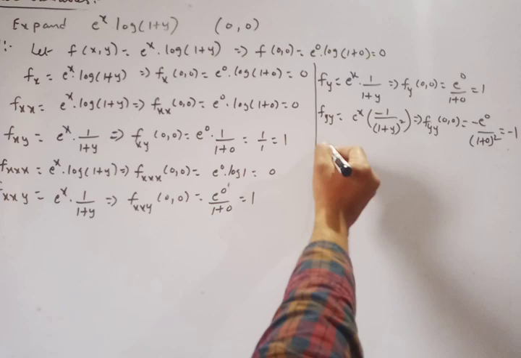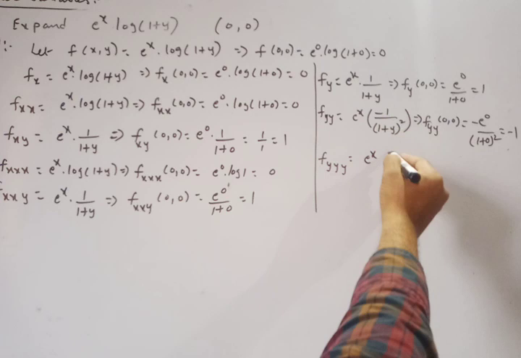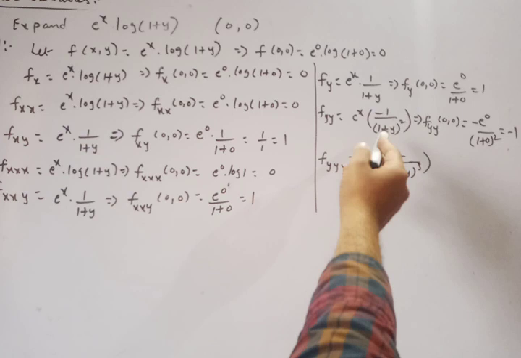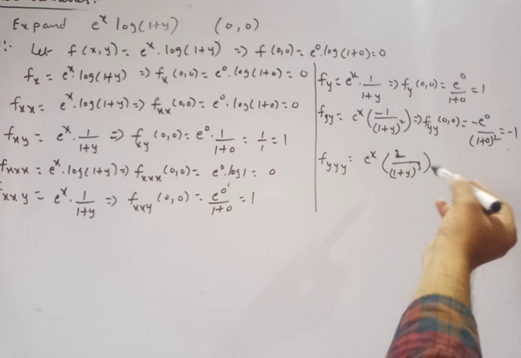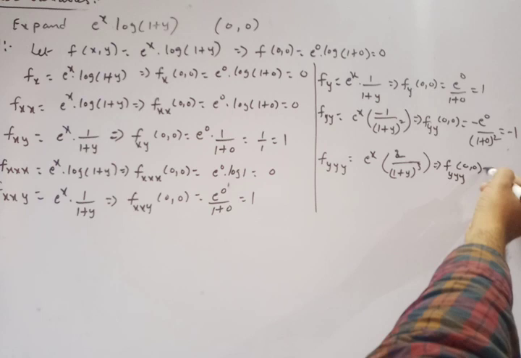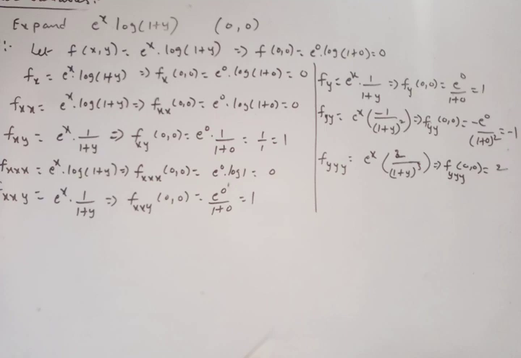So e power x is as it is, 1 by y will give you 2 by (1 plus y) whole cube. Differentiation of 1 minus 1 by (1 plus y) square will give you minus of minus, plus 2 by (1 plus y) whole cube. This implies f triple y at (0, 0) will give you e power 0 by 1 plus 0, so we'll get 2. What I get here? I'm getting 2.